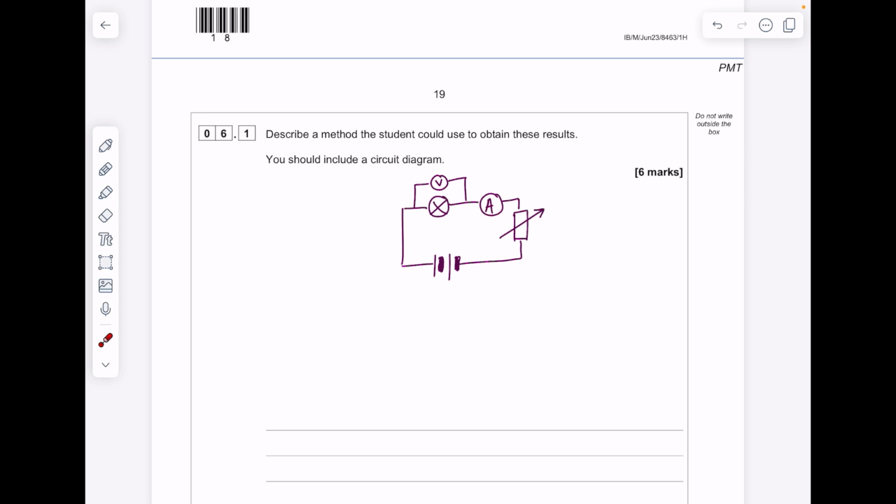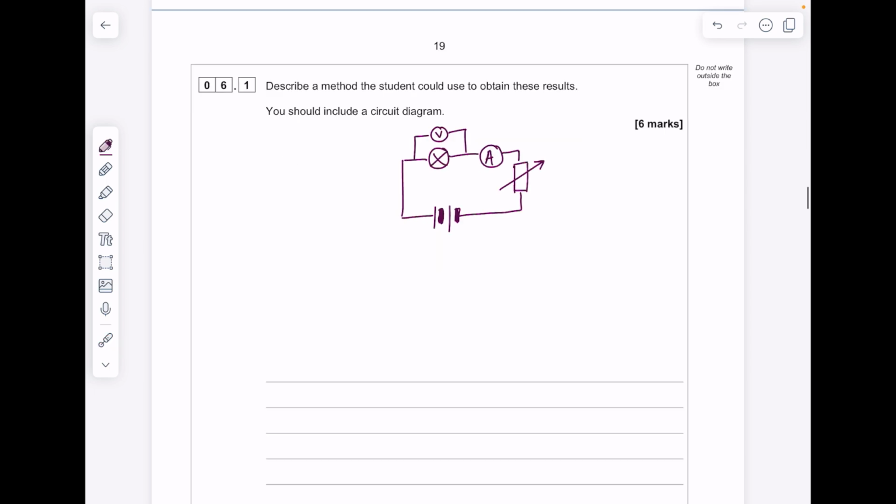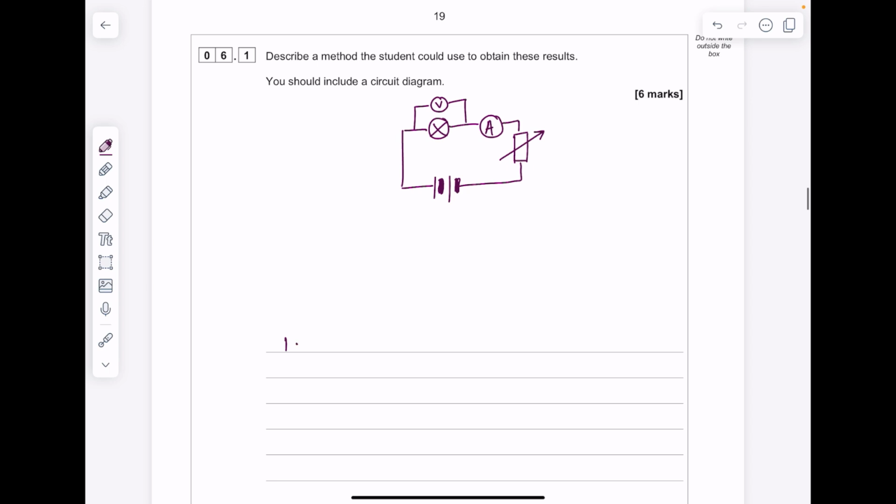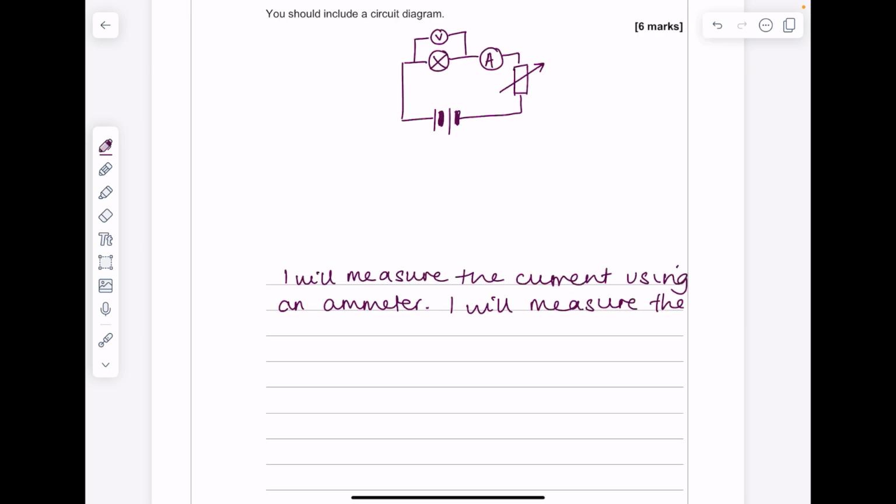But look, my ammeter is going to measure the current. It's been added in series. The voltmeter will measure the voltage that's been added in parallel. And here's my power supply and my variable resistor. So really spell it out. I will measure the current using an ammeter. I will measure the voltage or potential difference using a voltmeter.